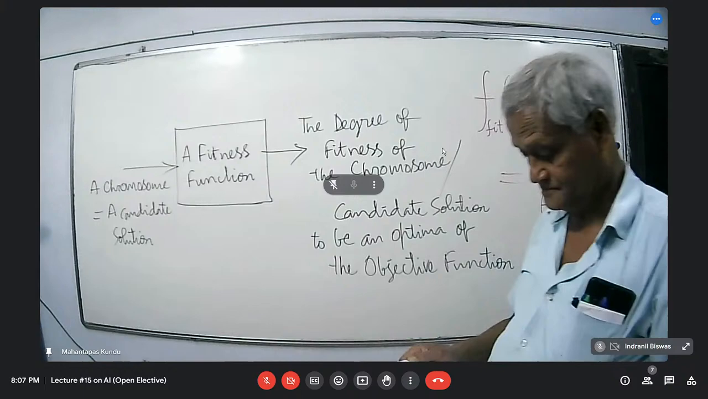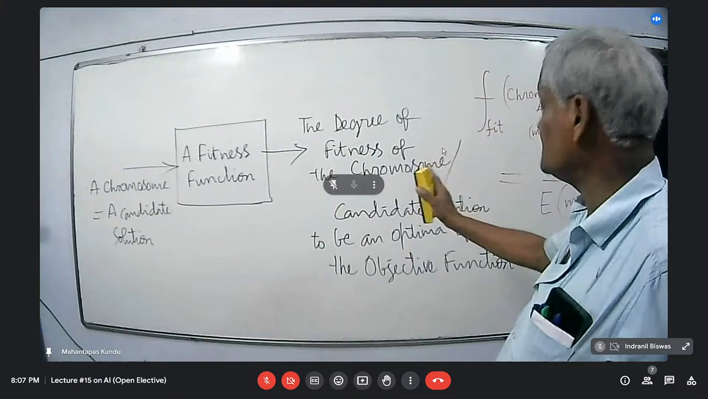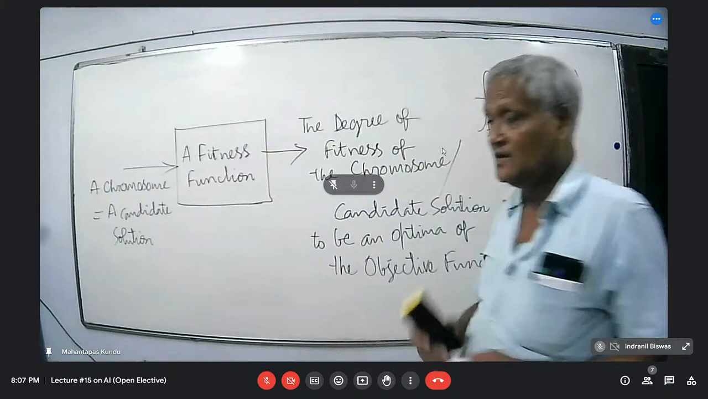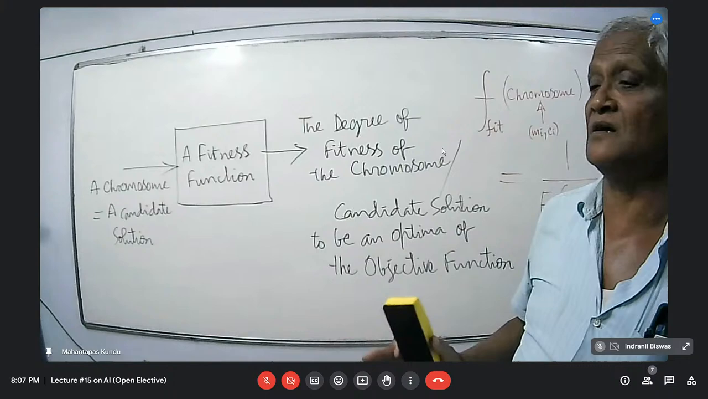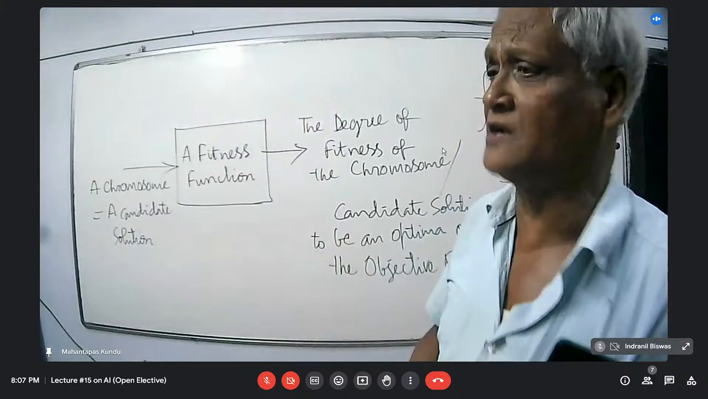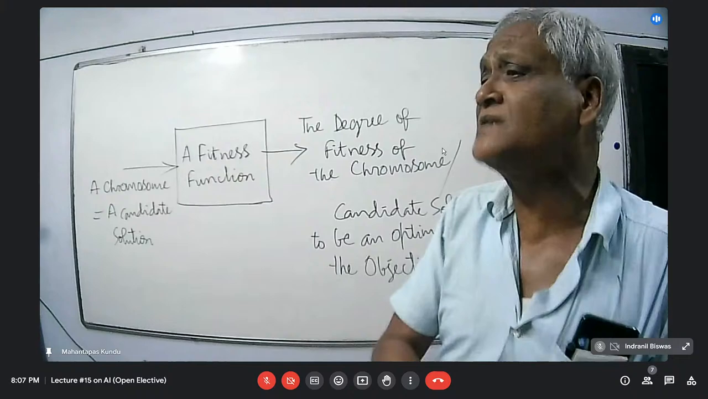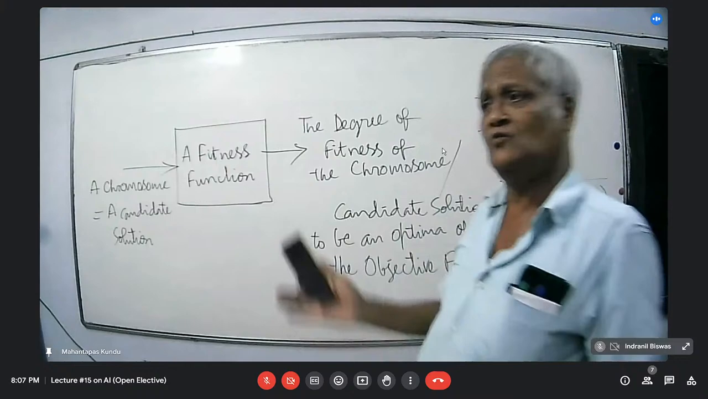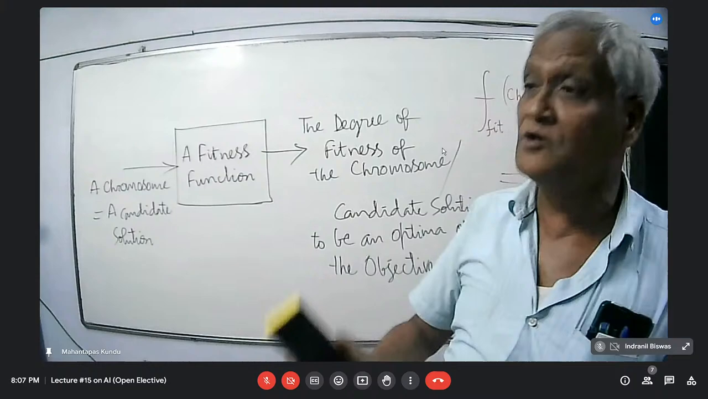And this fitness function is applied on the chromosome basically to replicate the process of natural selection. That is, only those candidate solutions from a population, only those chromosomes from a population, will be selected next time which have good fitness values. Basically, genetic algorithm is an iterative process.